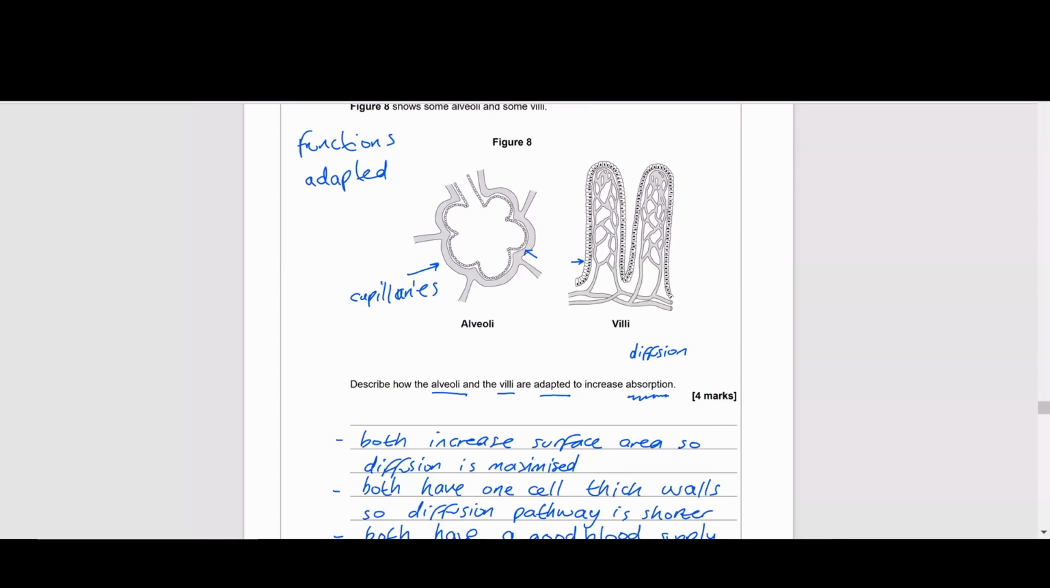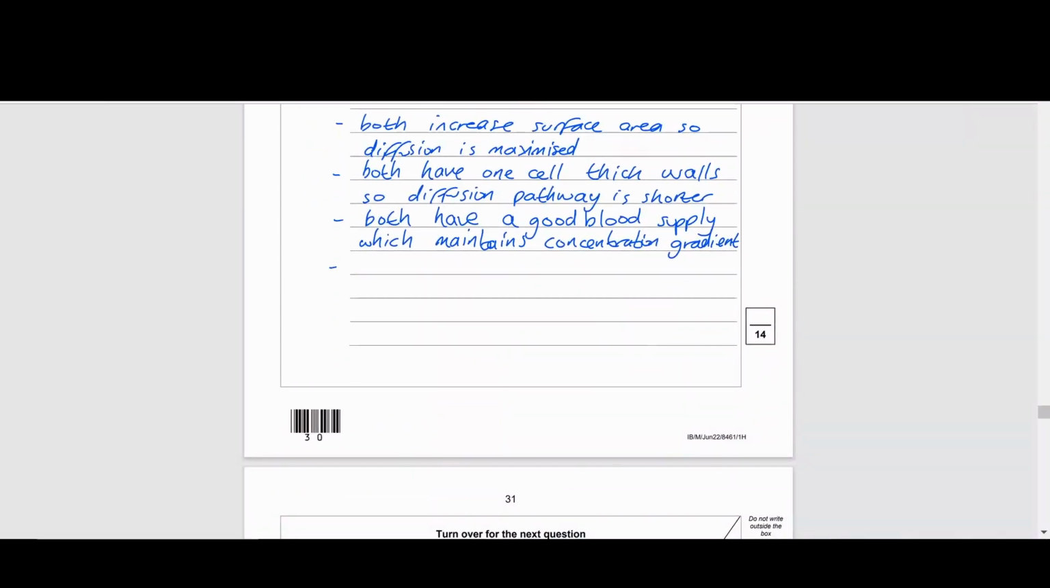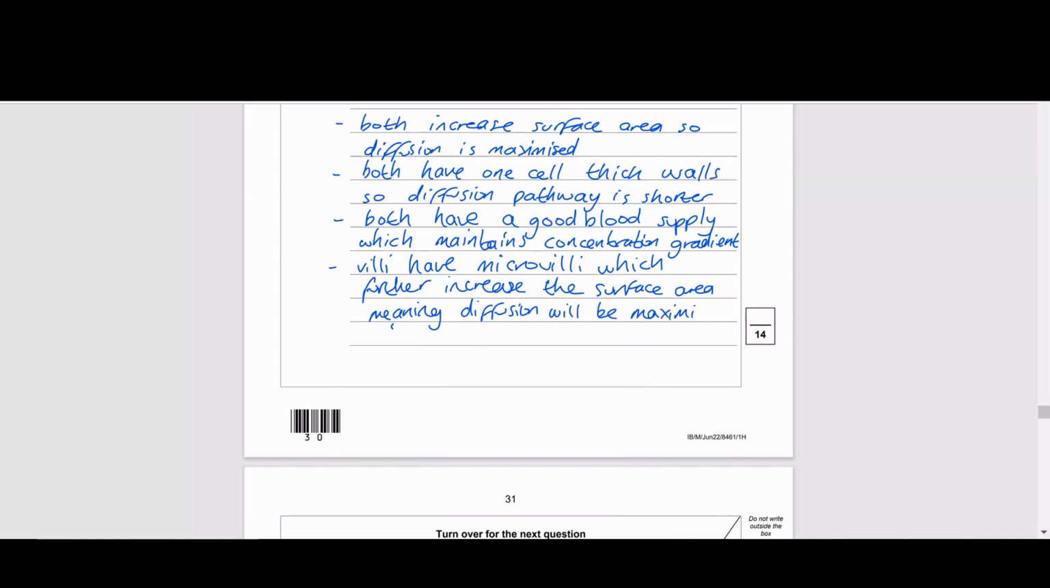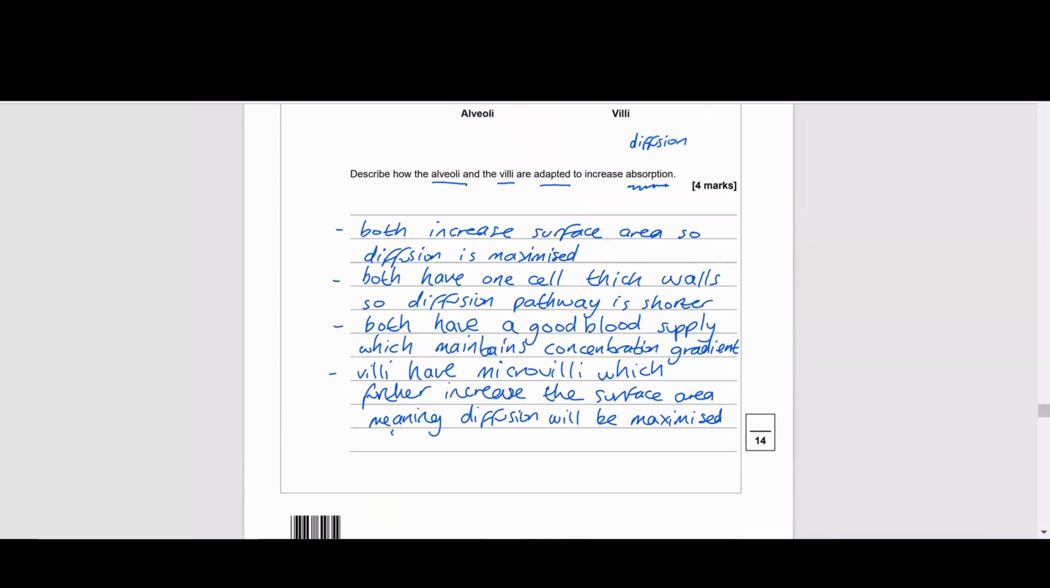Maybe we can start to think about how these might be different individually. How are the villi a bit different, how are they adapted further? They have microvilli. And that, similar to the villi and the alveoli, further increases the surface area. And what does that mean? That means diffusion, again, will be maximized.